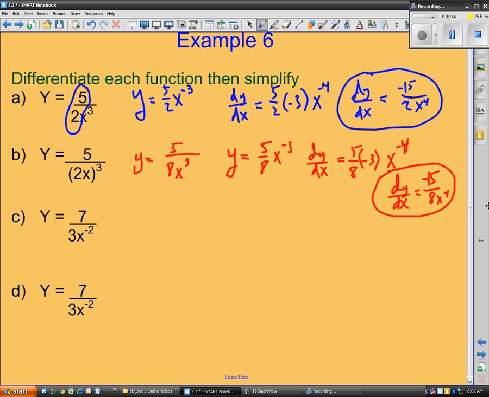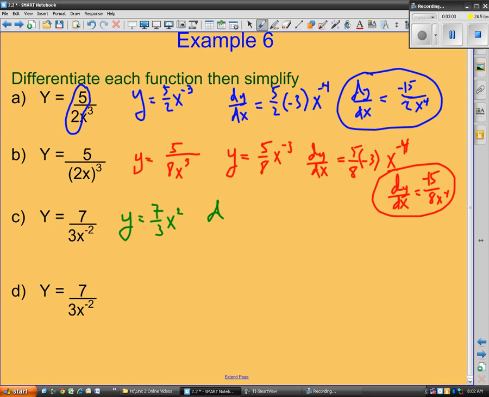So in the next one, you can see that the 7/3 again is just a constant multiple, so I can leave that alone. And since we have x to the negative 2 on the bottom, actually I'm going to flip it up to the top, and I'm going to rewrite this as y equals 7/3 x squared. Now I just follow my power rule.